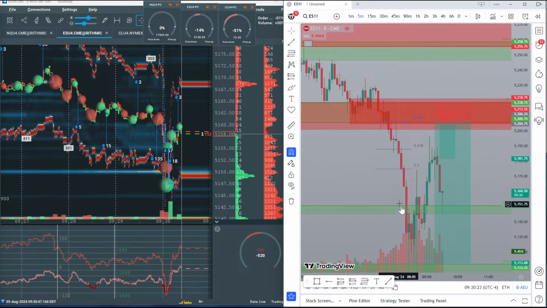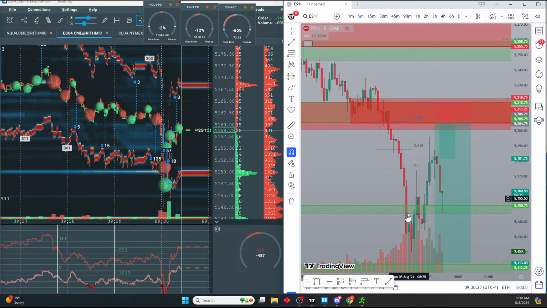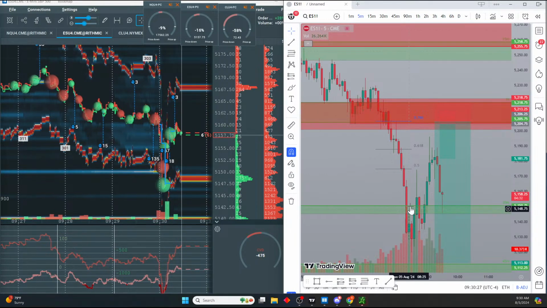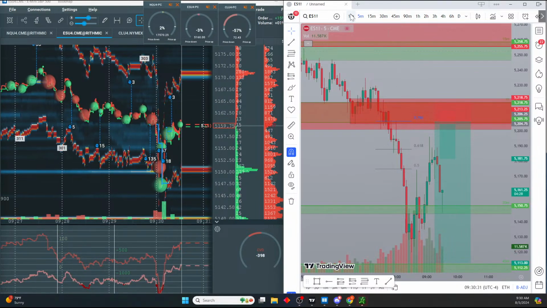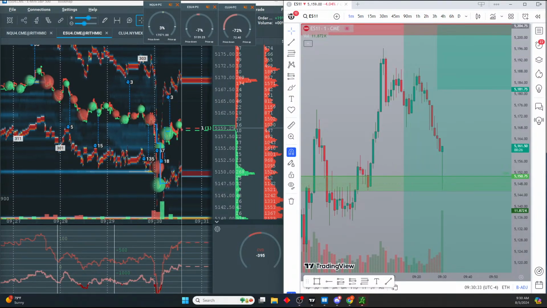You see how ES had this broken demand zone here. It worked as a bit of an area of resistance. We broke above it. Now it's trying to work as support. Going to stay very patient there.